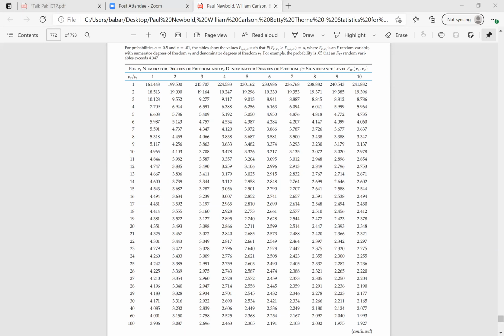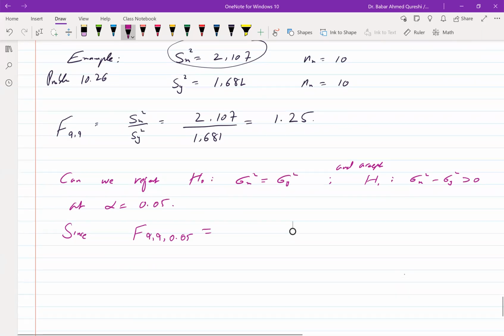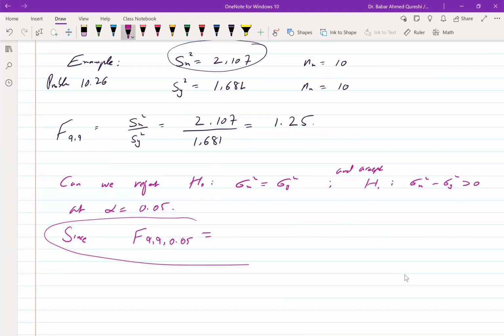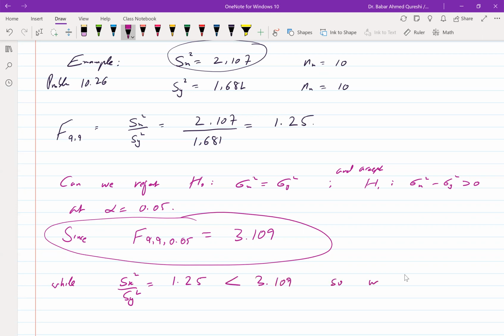So since F(9,9) at 0.05 is equal to 3.179, this critical value is 3.179, while what we got is less than this, so we cannot reject.